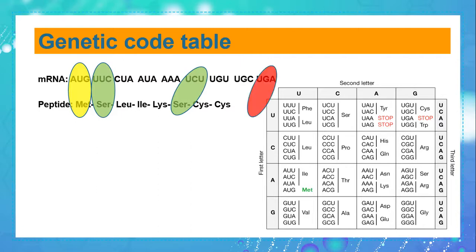And finally, we notice the UGA codon, which doesn't encode for any amino acid. Then it is described as a stop codon. How many stop codons can you see in the genetic code table? Yes, there are 3 stop codons: UAA, UAG, and UGA. Now together let's watch an animation that describes the different stages of the translation mechanism.